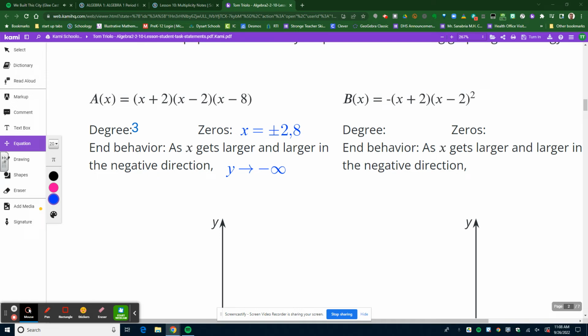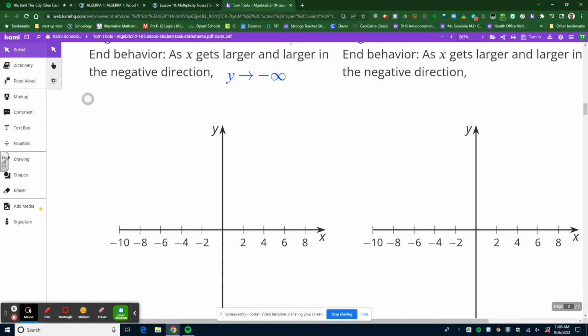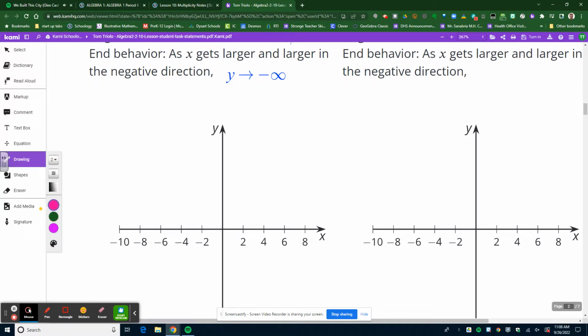You're going to graph your zeros, in this case, the 3 of them. Let's just use the drawing tool for all of this. So drawing tool, I would make it a little thicker. I made it 2. So -2, +2, and 8.